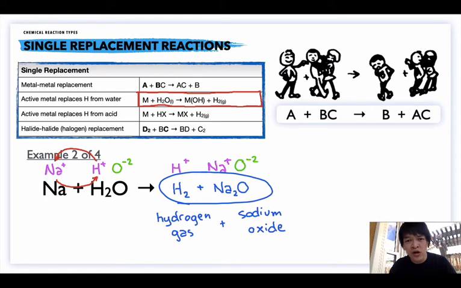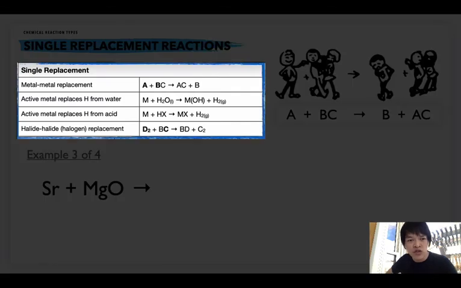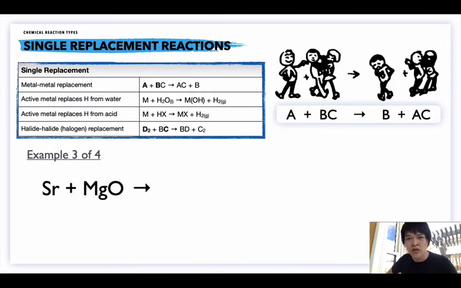Let's go ahead and do our third example. We have on the bottom strontium metal reacting with magnesium oxide. Now take a look at the 4 single replacement reactions. Which one is this most likely to be? Well, in this example, since strontium is a metal and magnesium is also a metal, what we have here is a metal-metal replacement reaction.